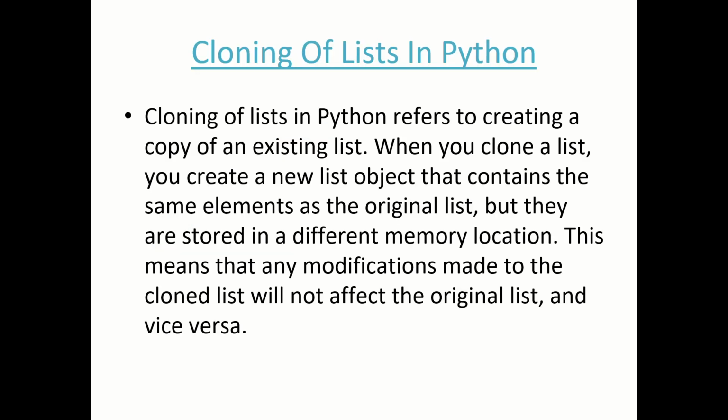Let's discuss cloning of lists in Python. Cloning of a list in Python refers to creating a copy of an existing list. When you clone a list, you create a new list object that contains the same elements as the original list, but they are stored in a different memory location. This means that any modification made to the cloned list will not affect the original list, and any modification made to the original list will also not affect the cloned list.